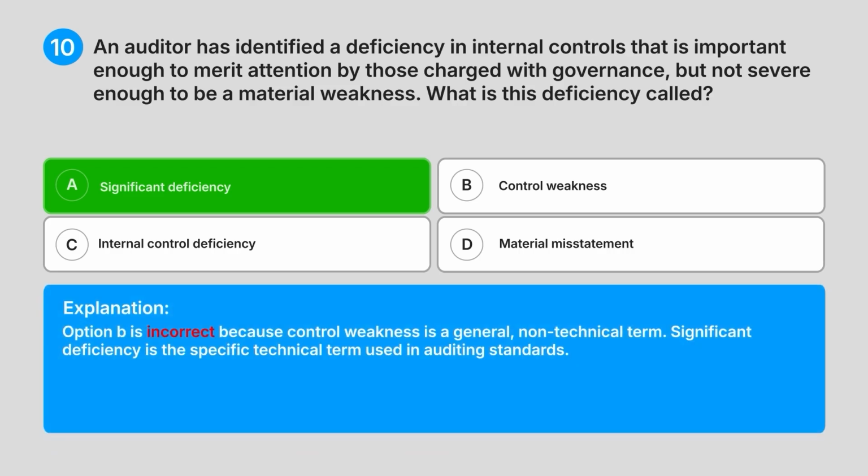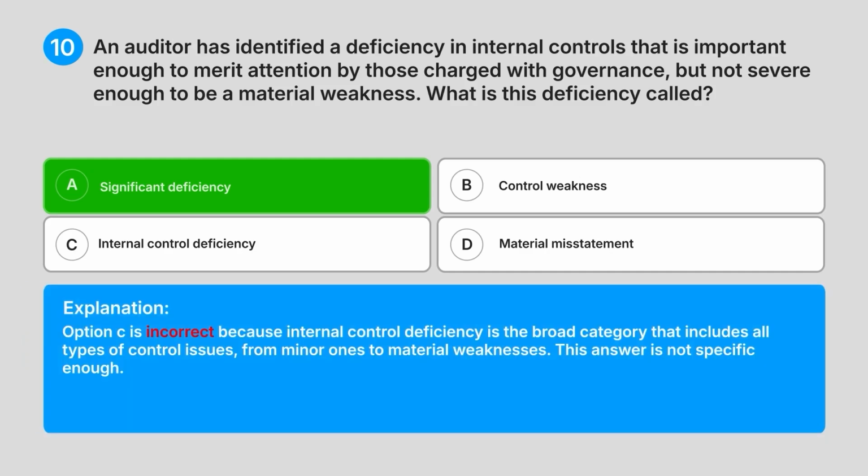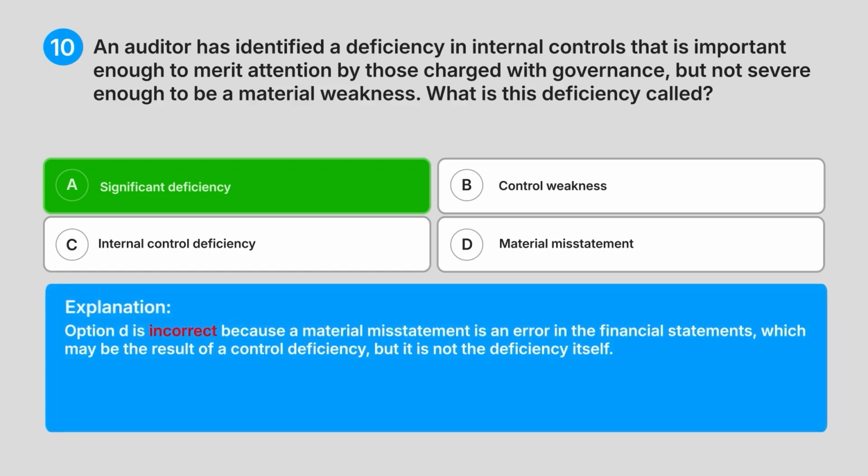Option B is incorrect because control weakness is a general, non-technical term. Significant deficiency is the specific technical term used in auditing standards. Option C is incorrect because internal control deficiency is the broad category that includes all types of control issues, from minor ones to material weaknesses. This answer is not specific enough. Option D is incorrect because a material misstatement is an error in the financial statements, which may be the result of a control deficiency, but it is not the deficiency itself.